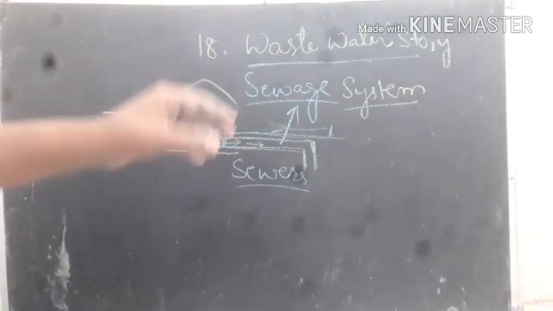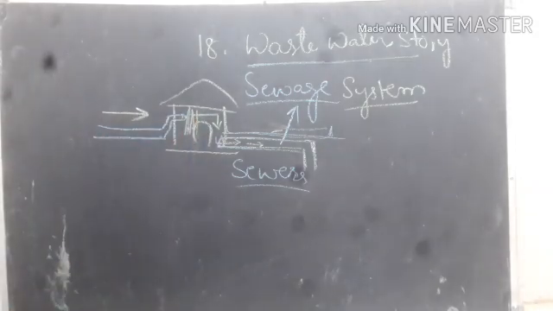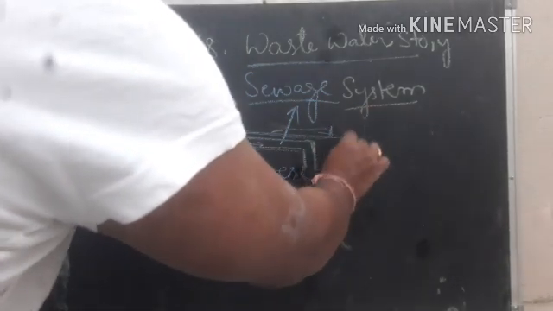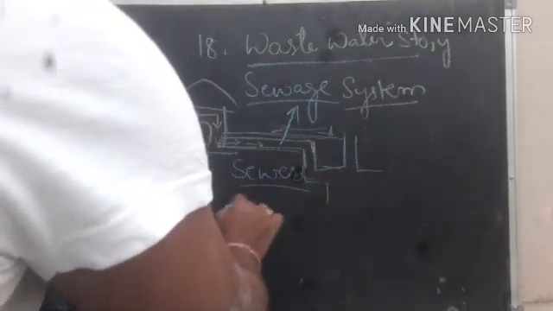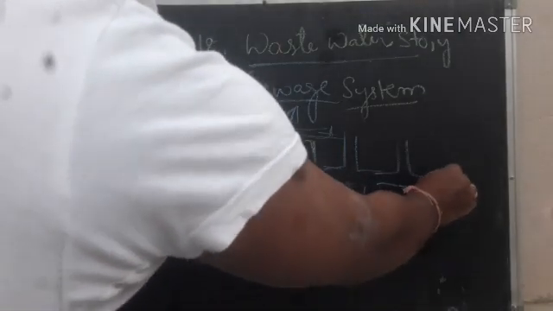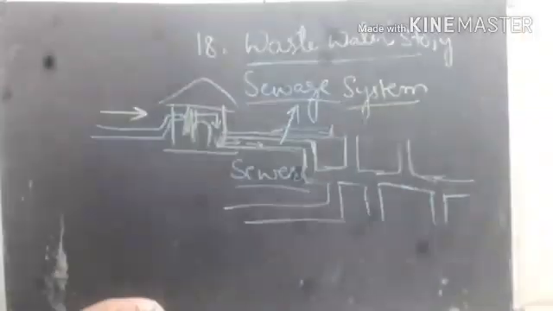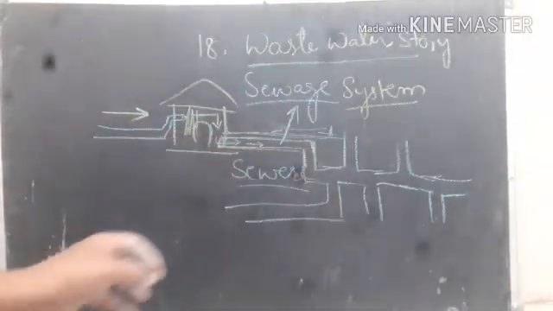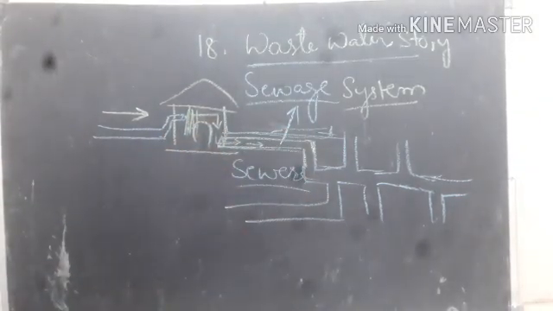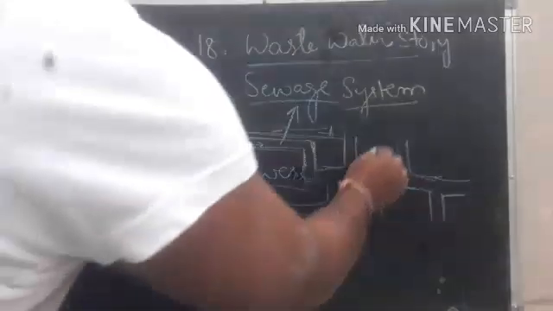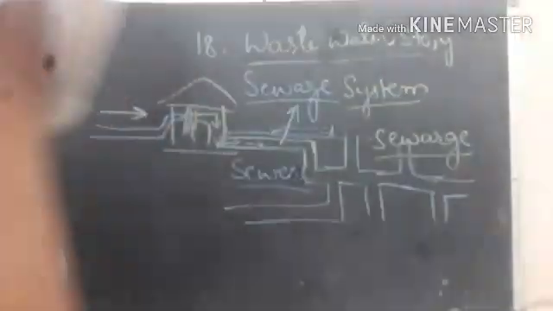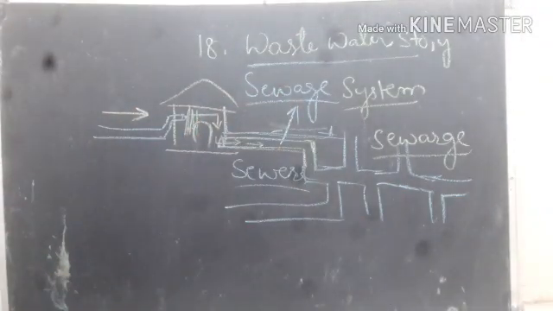In the case of underground sewers, we connect the pipelines together from different houses. We connect all the sewage water pipelines together and arrange them in a proper manner. This arrangement of pipelines or sewers underground is what we call sewerage. Sewer means a single pipeline, whereas sewerage means the arrangement of pipelines.